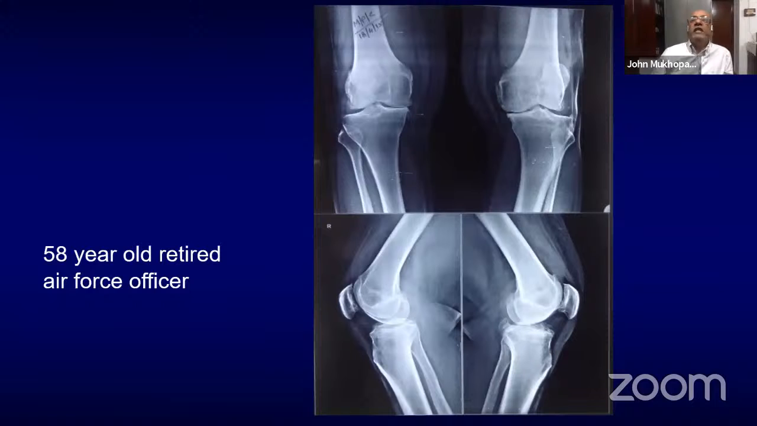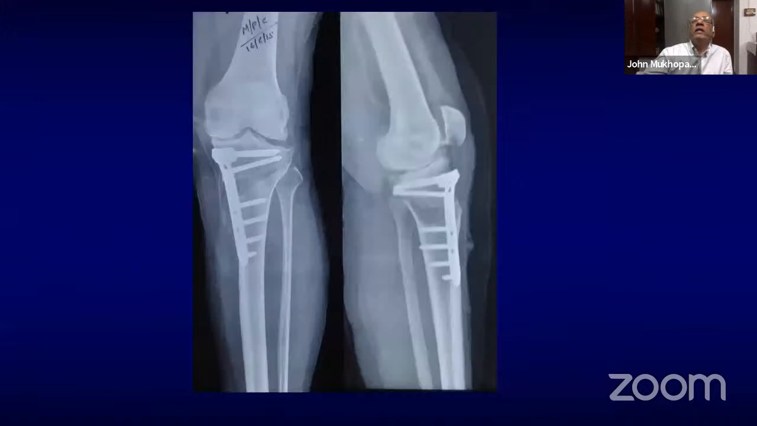This is a 58-year-old retired officer who came from another city, and he had been advised total knee replacement, but he didn't want it. He was very active. He wanted to be able to ride his motorcycle, run around, etc. And so we decided to do an HTO. We've done a little overcorrection here because the medial side was really bad. And this is him at a 3.5-year follow-up.